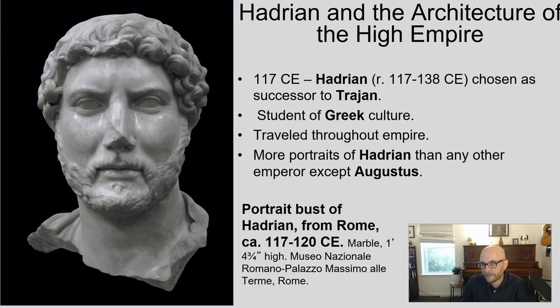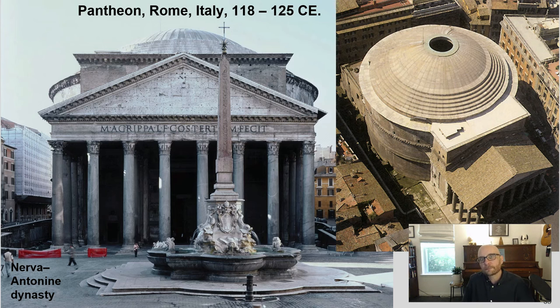The Emperor Hadrian is another important Roman emperor. He was very much a student of Greek culture, and one way you can tell is his beard. This was meant to be modeled after images of Greek philosophers. Hadrian's most famous structure is a building called the Pantheon. Pantheon literally means all gods. It is a temple constructed by Hadrian to serve as a sort of multifaceted temple.